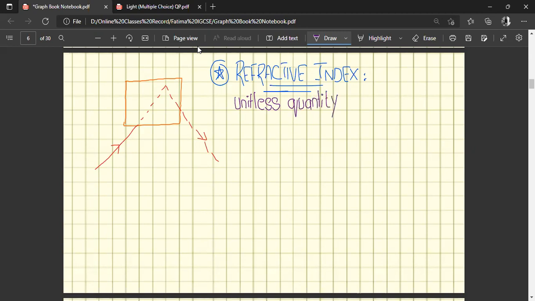It tells you how much light will be bent after passing through the medium.